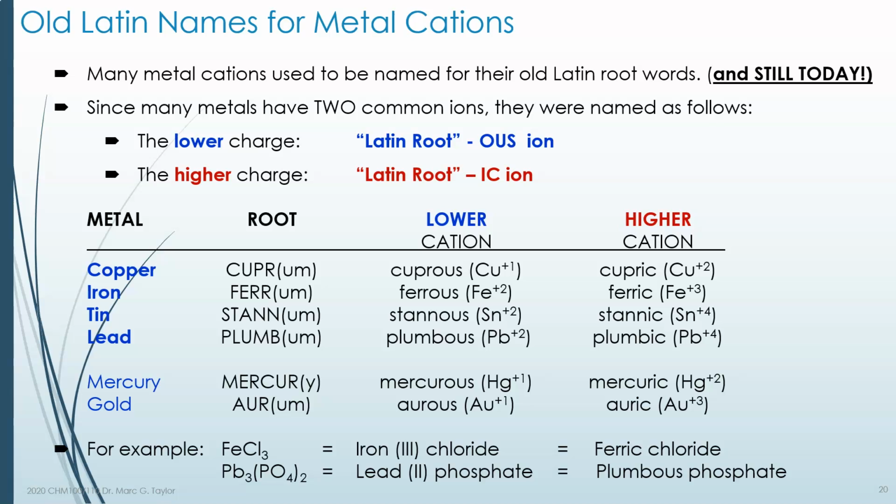Pb3(PO4)2. In other words, there are 3 lead atoms and 2 phosphate ions in this. We would call this nowadays lead 2 phosphate because it's the +2 version of lead, which is the lower of the 2 commonly found versions of lead cations. So this would be called plumbous phosphate. And that's it for this section.